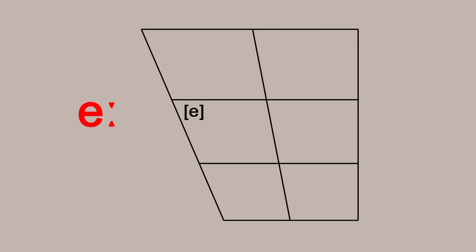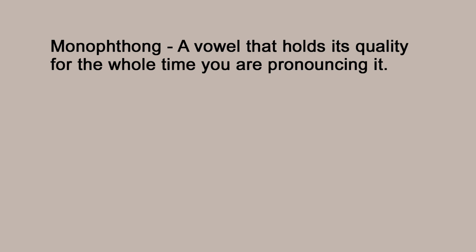So you could contrast this with this. The vowel length thing has important implications in some languages, but we'll talk more about them later. One other point about the vowels is that they can be monophthongs or diphthongs. A monophthong is a vowel that holds its quality the whole time you're pronouncing it. Any one of these vowels on its own is a monophthong.